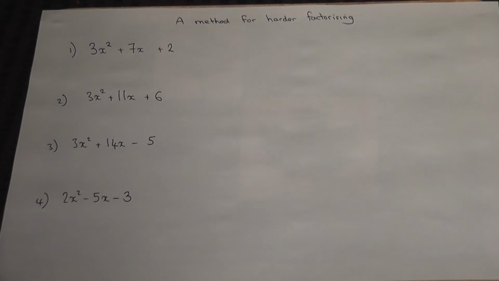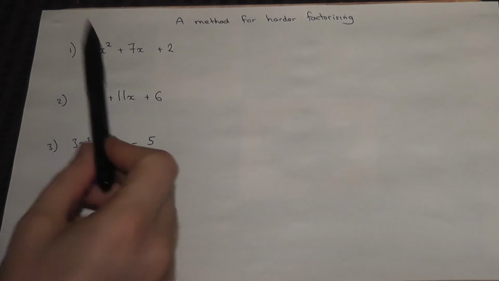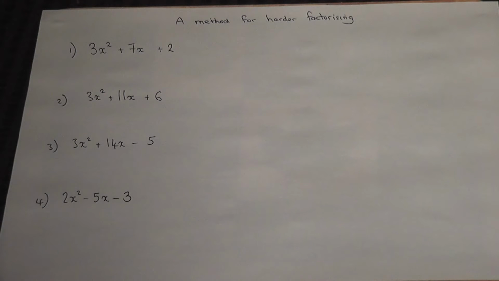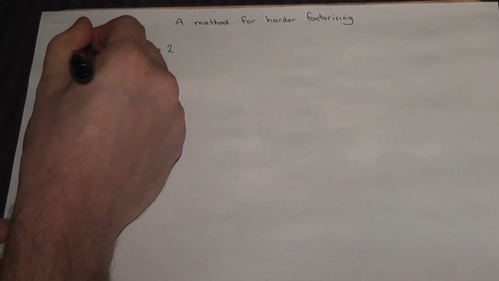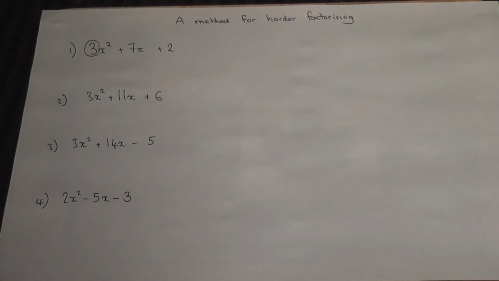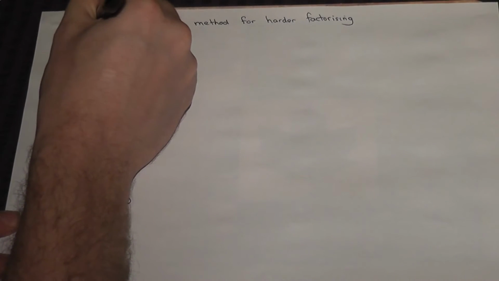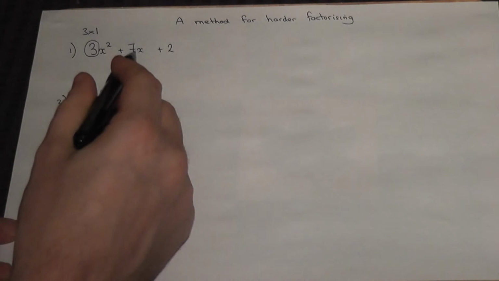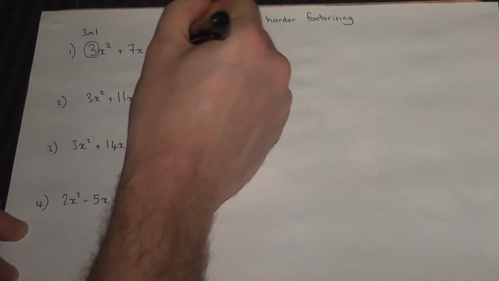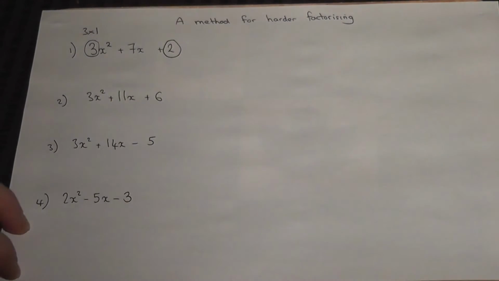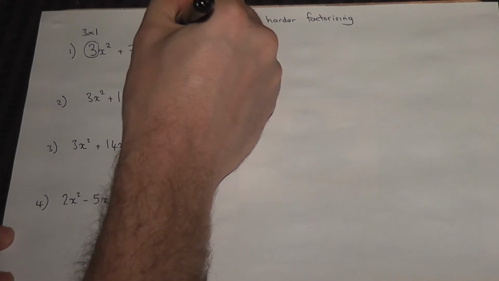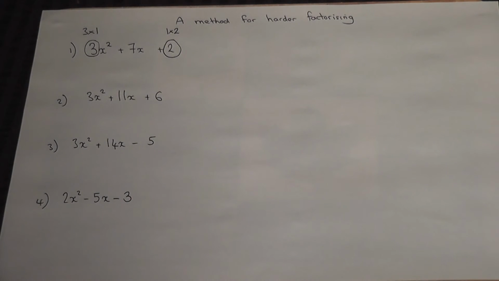This video suggests a way to do the harder factorising when the number before the x squared is not equal to 1. Now this method, you look at the number before the x squared and look for its factor pairs. The factor pair of 3 is 3 times 1. You then ignore, for the moment, the 7x and look for the factor pairs of 2, which is just 1 times 2. Now, to then factorise it, we use the following method.